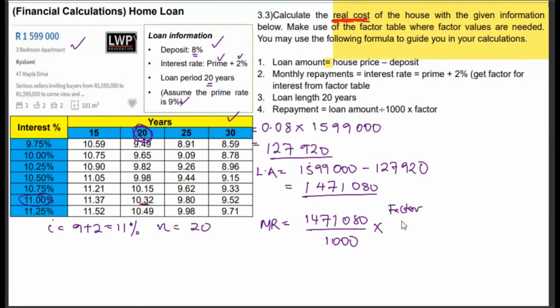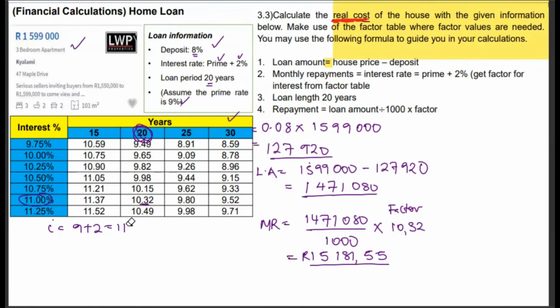What's the factor? It's 10.32. So we shall divide this by 1,000 and we multiply by 10.32. The monthly repayment will be 15,181.55. So this is the monthly repayment. We are not interested in the monthly repayment. We are interested in the real cost.